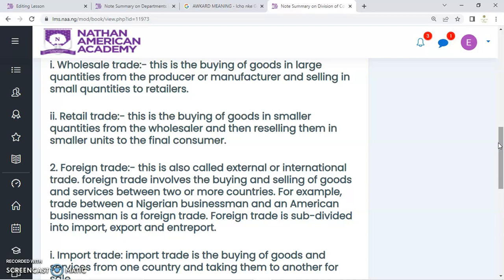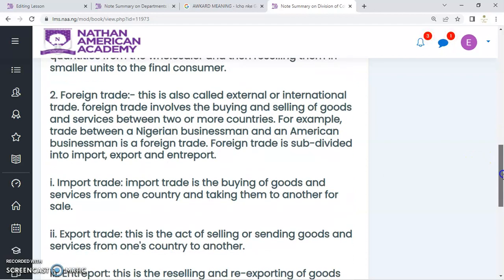For example, Nigeria is very, very close to Ghana, but because Nigeria is a country of its own and Ghana is also a country of its own, any trade that takes place between these two countries becomes an international trade. Another example here is a trade between a Nigerian businessman and an American businessman. So that also is a foreign trade. And foreign trade is subdivided into imports, exports, and entreport.